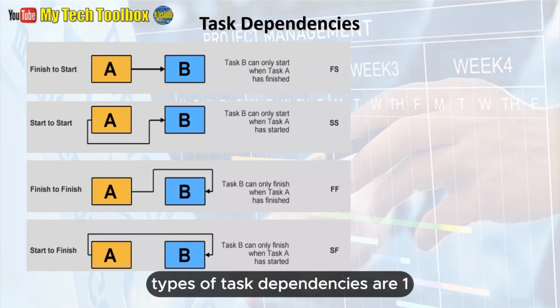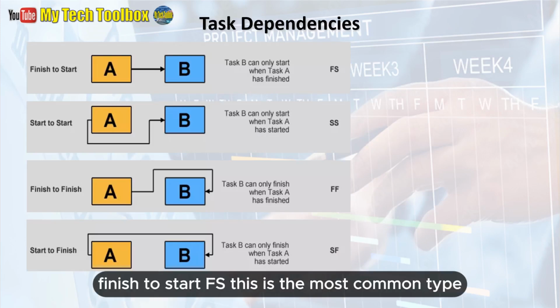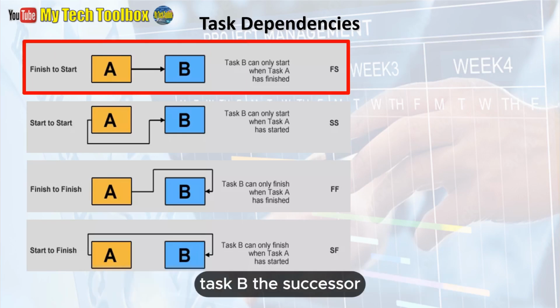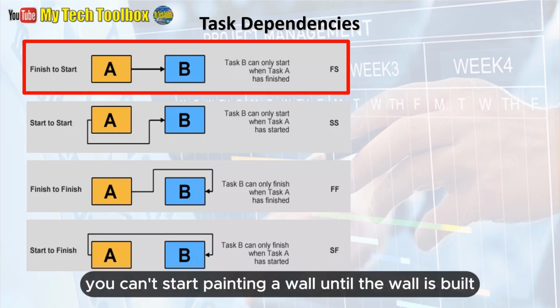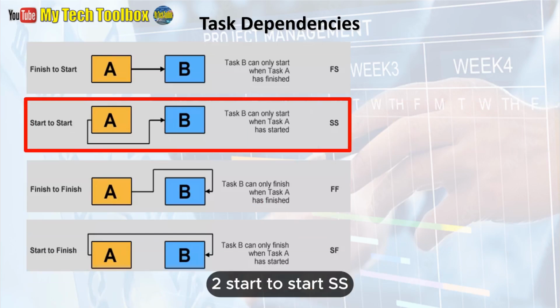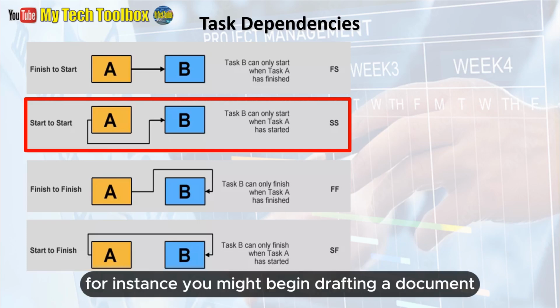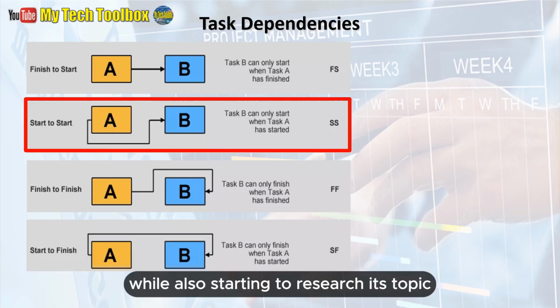Types of task dependencies are: 1. Finish to start, FS. This is the most common type. Task B, the successor, cannot start until task A, the predecessor, is finished. For example, you can't start painting a wall until the wall is built. 2. Start to start, SS. Task B cannot start until task A has started. For instance, you might begin drafting a document while also starting to research its topic.